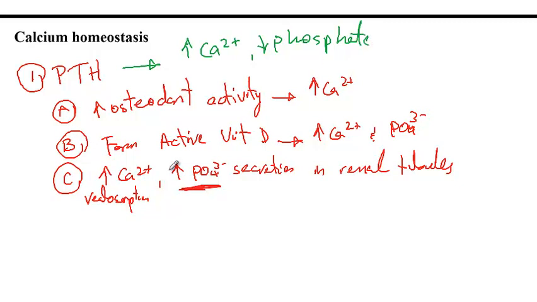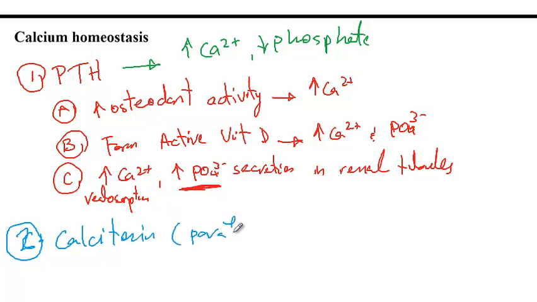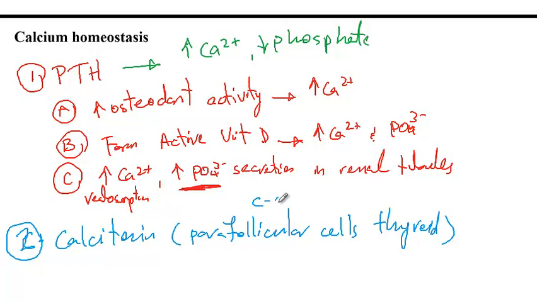The next hormone that is required for homeostasis of calcium is called calcitonin. So number 2 is calcitonin, which is produced by the parafollicular cells of the thyroid. The other name for these cells is C cells, so parafollicular or C cells of the thyroid. And the function of calcitonin is to decrease the activity of osteoclast.